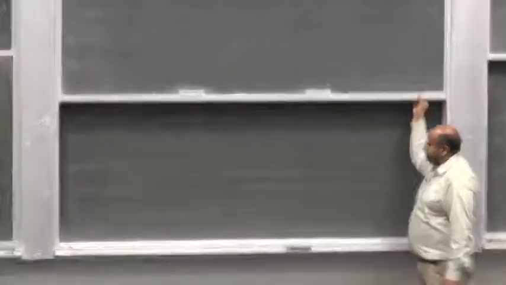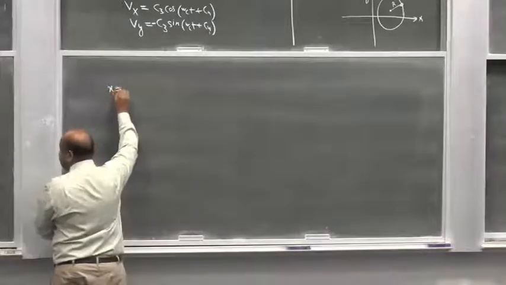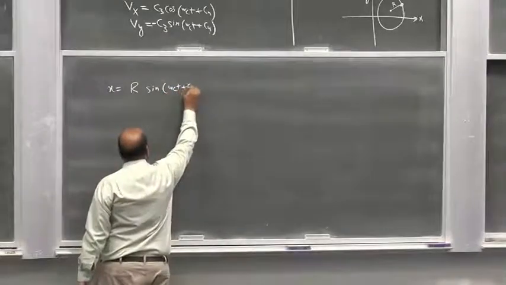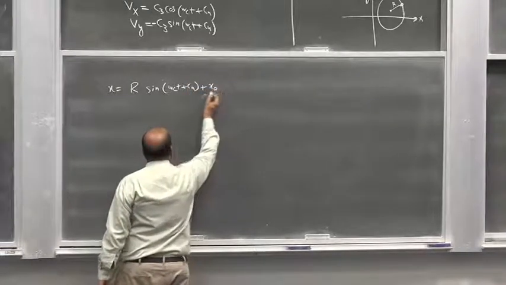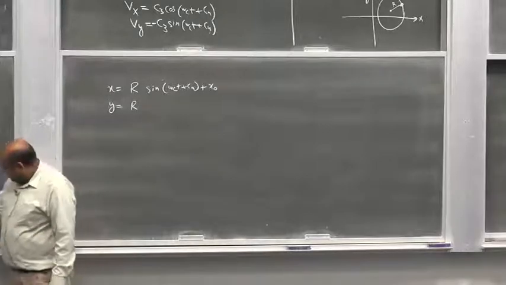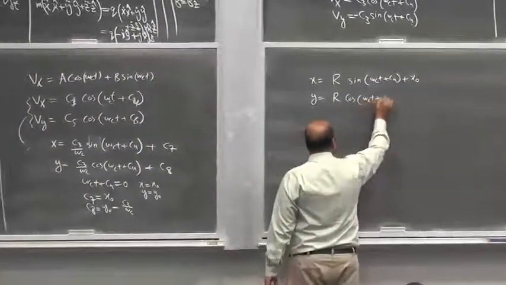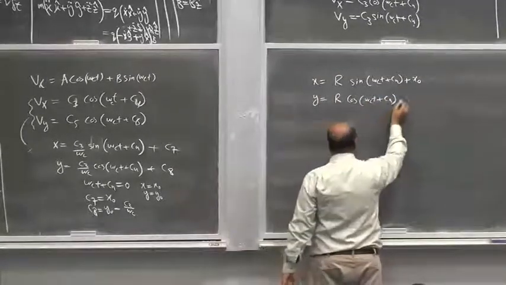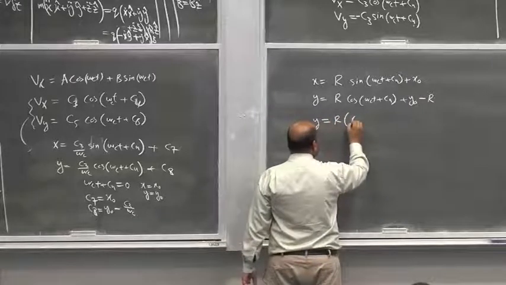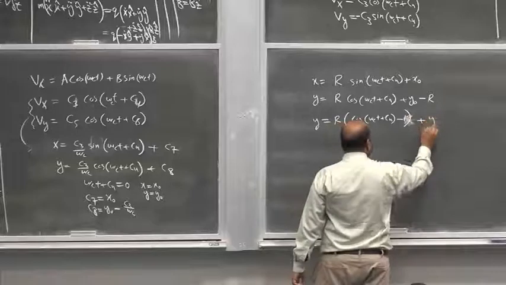Since C3 is now omega C R, so we get X is equal to, so this C3 over omega C is R, so this is some X naught, this is R. So this is R, and C8 is Y naught minus this. So this is Y naught minus R. So this becomes minus 1 plus 1.